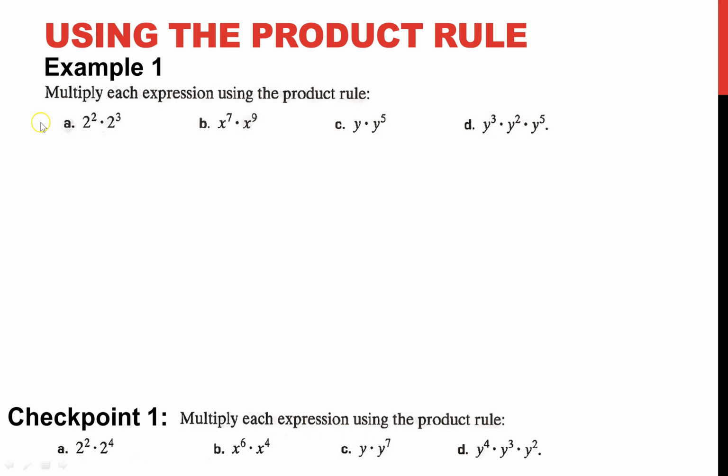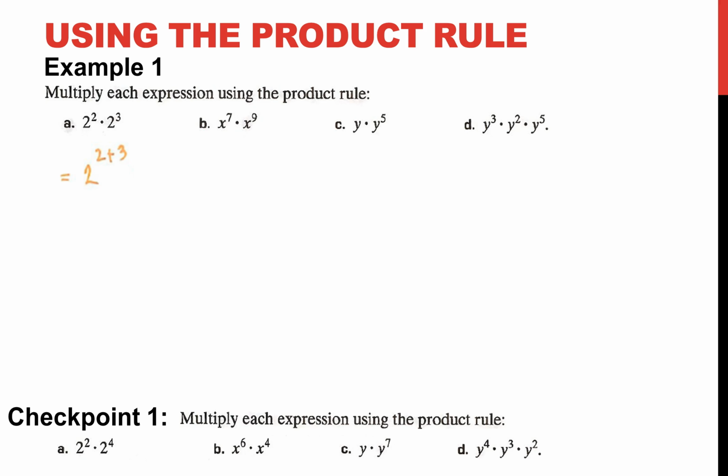So when in doubt, I'm going to actually expand out this first term. So I have 2 2's and 3 2's. So 2 2's times 3 2's means I have 2 of them and then 3 more of them. So I'm going to add the exponents.